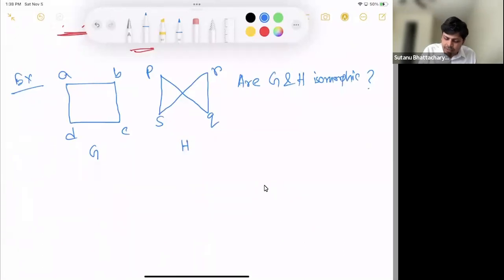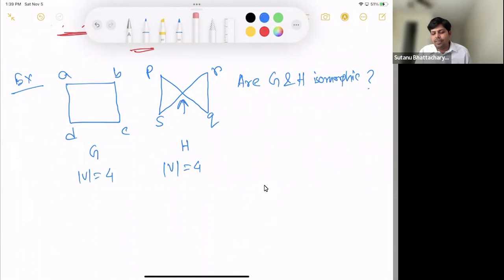So again, you need to check the number of vertices. Here it is 4, here also 4. Don't think that this is a vertex. The junction point is not a vertex. The edges, you may draw this in a different way. Just think one is one road on top of another road.